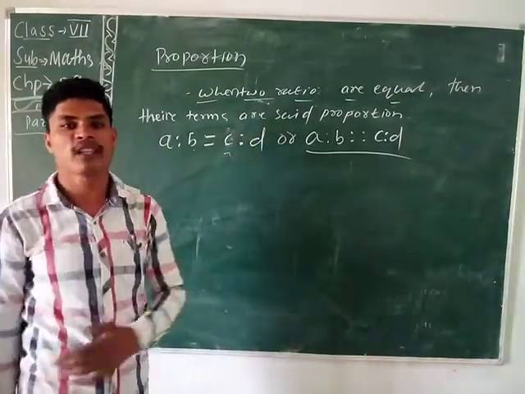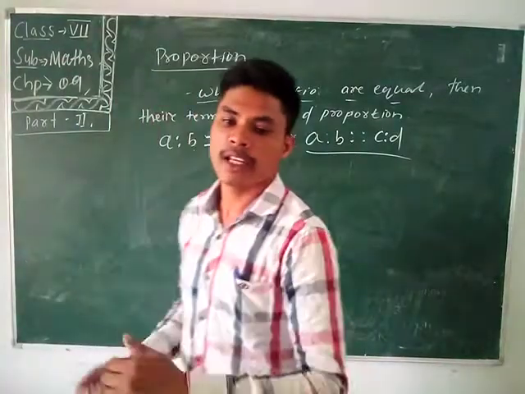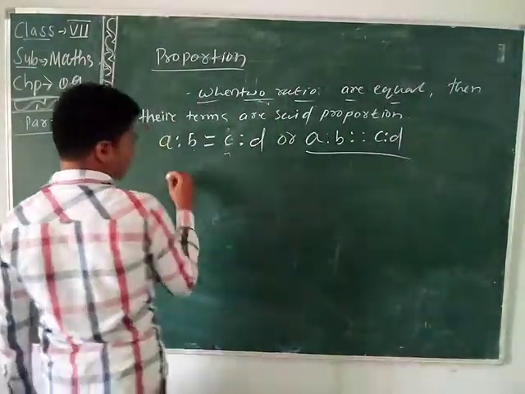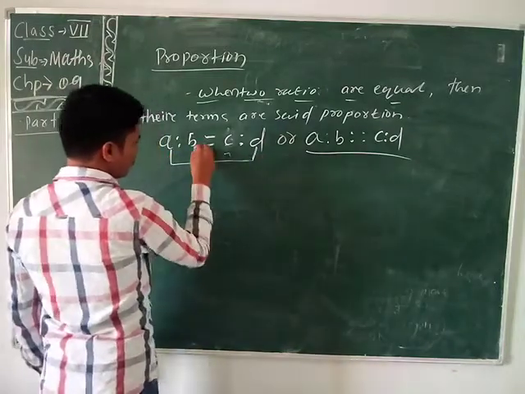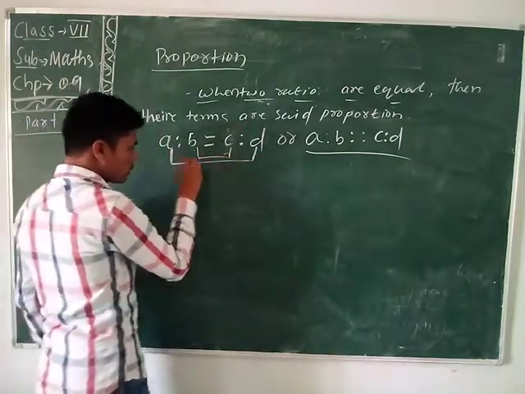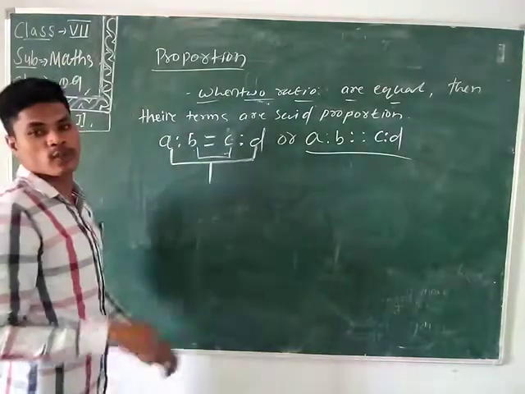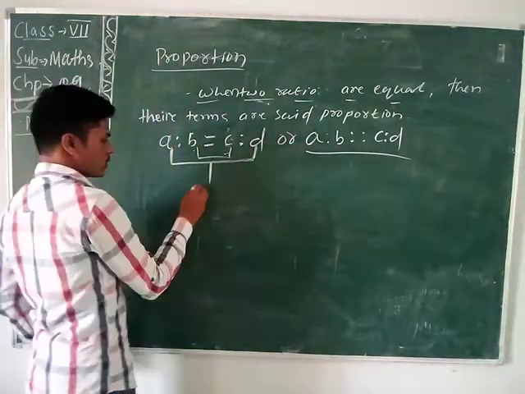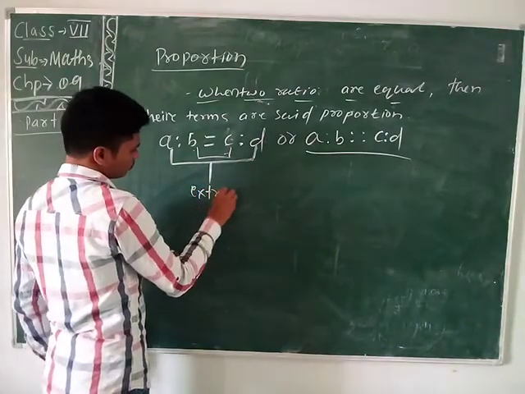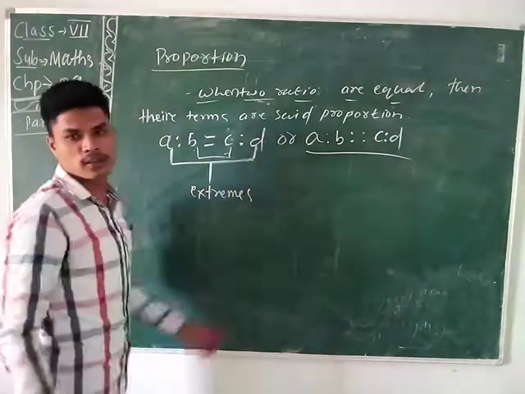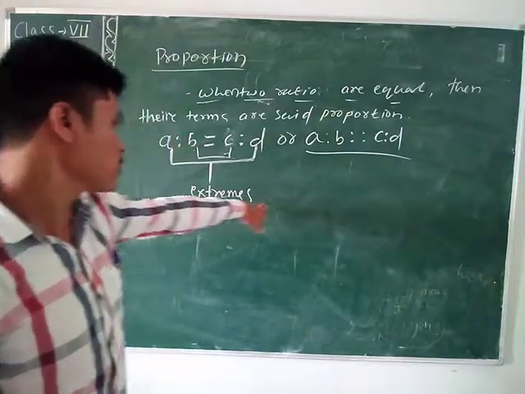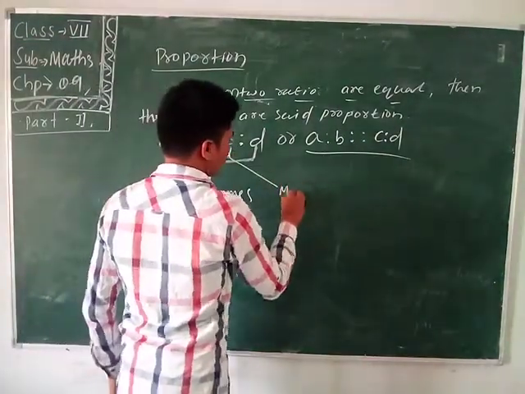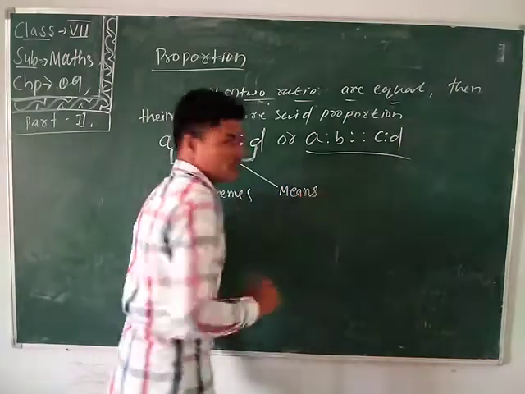Now we take an example and check. For A is to B equal to C is to D, then AD equals BC. Here AD are known as extremes. Why extremes? Because they are on the outside. And B and C are means.